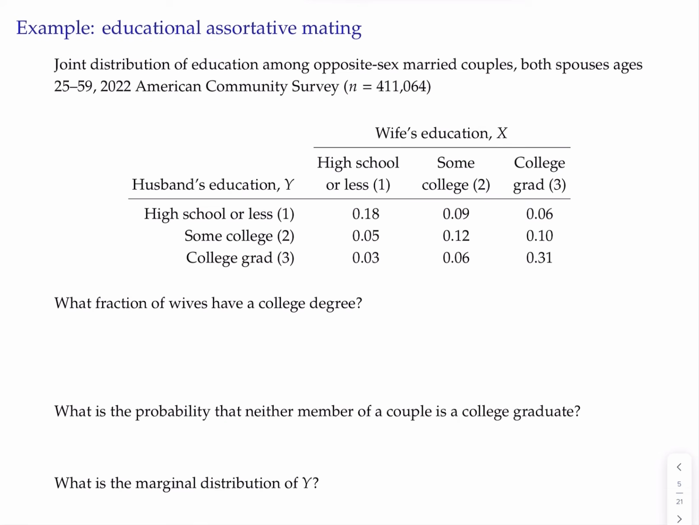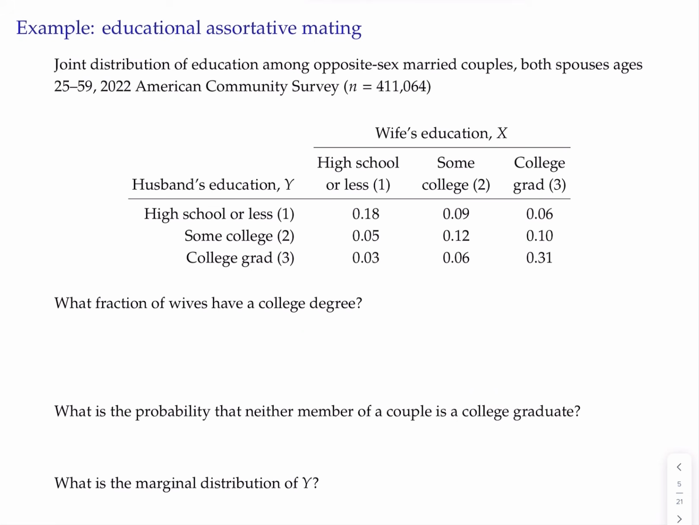Each of these shows the idea that if you pulled a couple at random from this large sample, which maybe we could just treat here as a pretty close approximation to the population of opposite-sex married couples, there's about a 10% chance that the wife would have a college degree and the husband would have some college education but not a college degree. These probabilities, up to rounding at least, have to add to 1, just like any valid probability distribution.